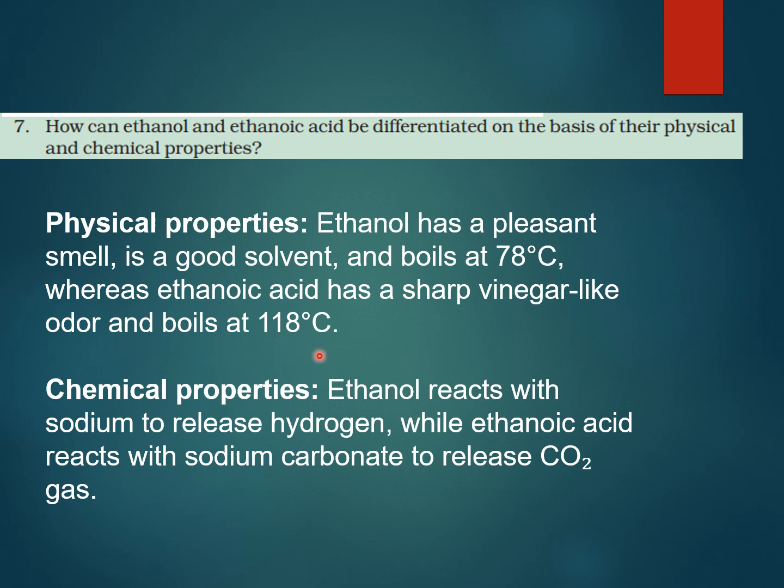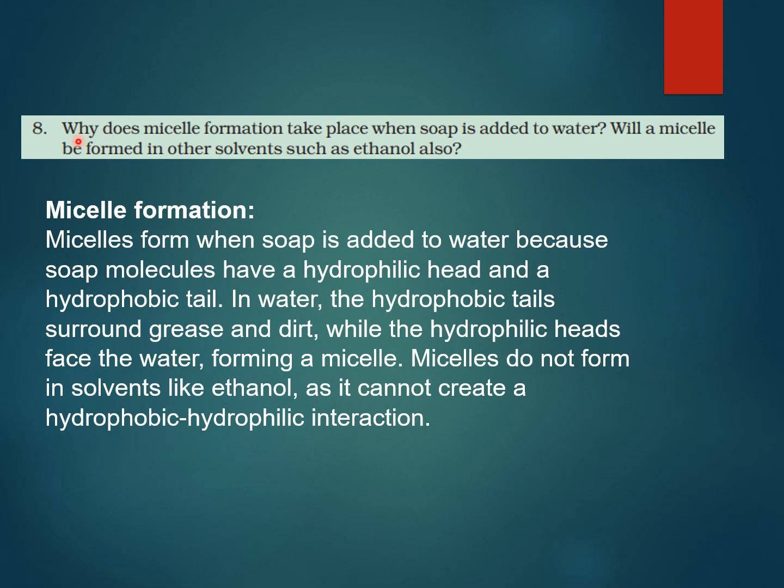118 degrees Celsius, right? If we see chemical properties, then ethanol will react with sodium to give hydrogen, and ethanoic acid will react with sodium carbonate to give carbon dioxide gas. Correct? So here's the eighth question.